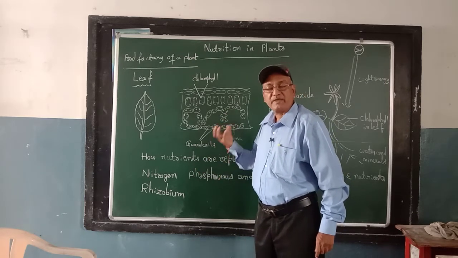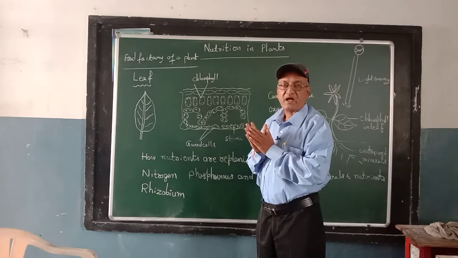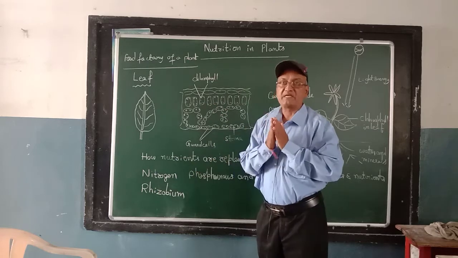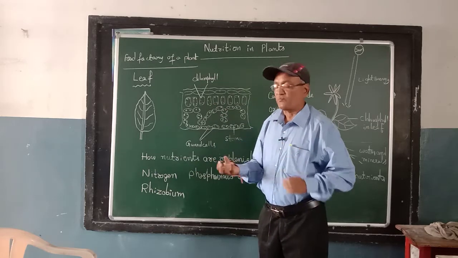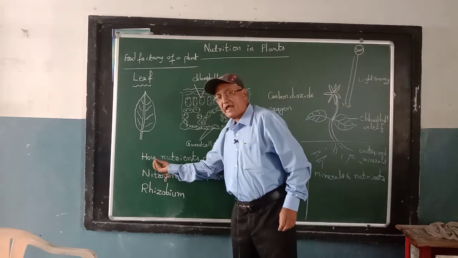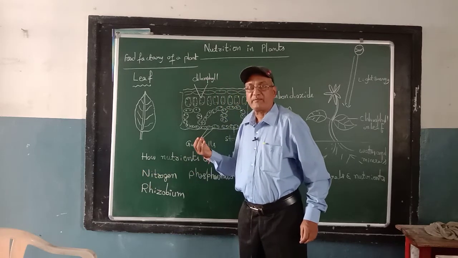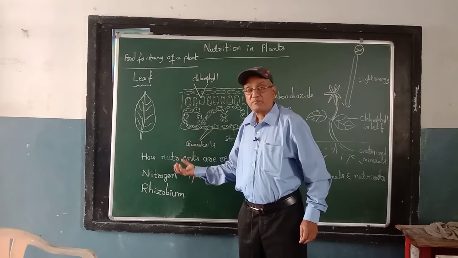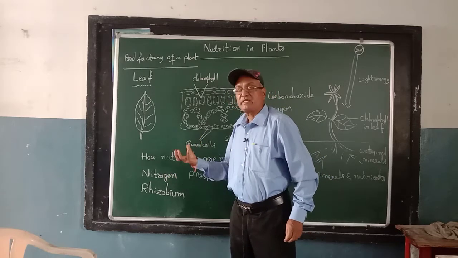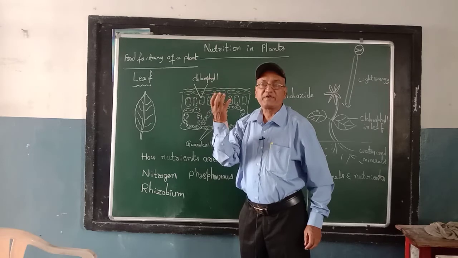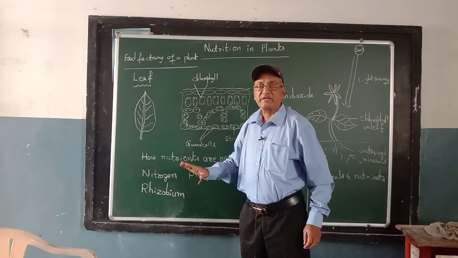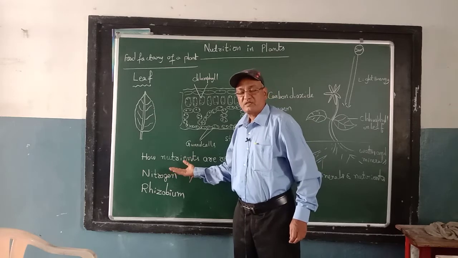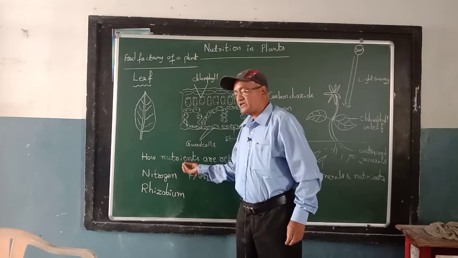What is the other means? Some bacteria. Nitrogen is present in the atmosphere in plenty, but plants won't get it directly. The roots of some plants contain bacteria like rhizobium. These bacteria absorb atmospheric nitrogen and convert it into a usable form, and that usable nitrogen will be provided to plants.